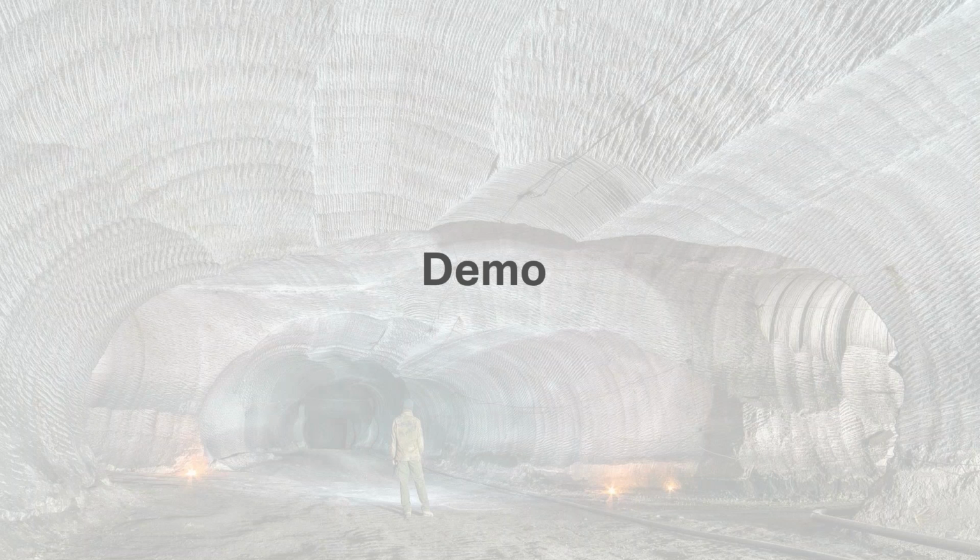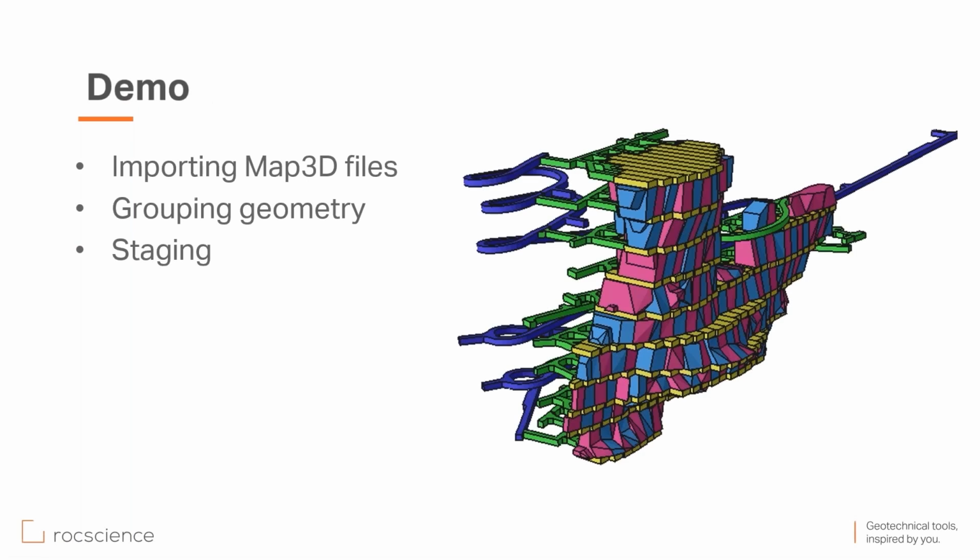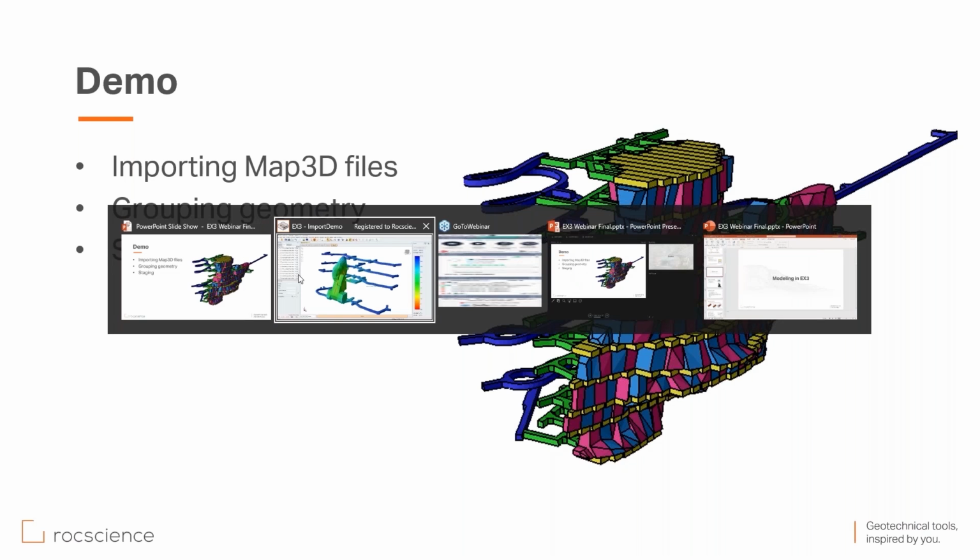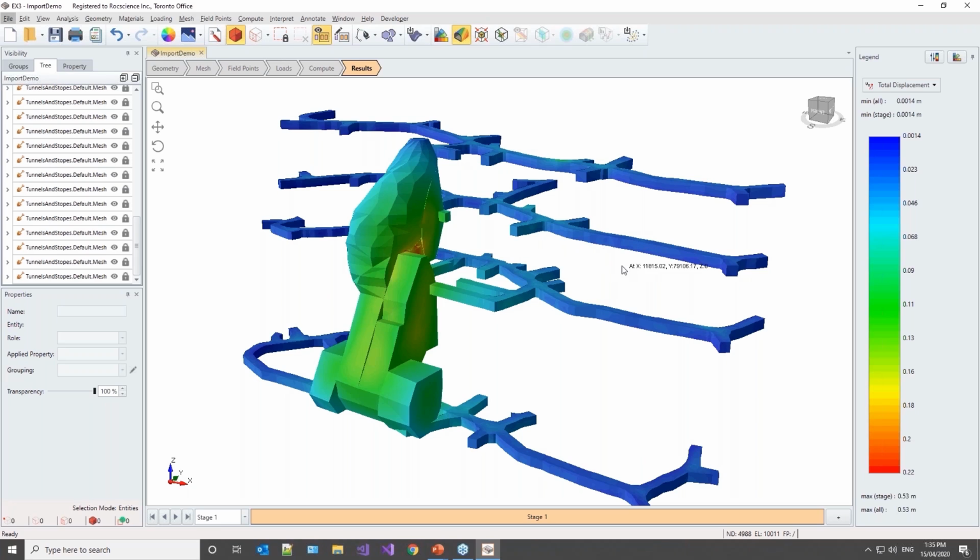I'm now going to move on to a second short demo that's just going to show some of the imports that we have. We're going to be highlighting the importing of a Map3D file. We're going to be showing a little bit of the new grouping of geometry that you can do, as well as just a little bit of staging. So I'm going to move back now to our copy of EX3.